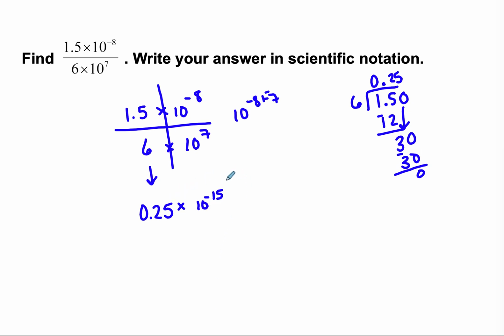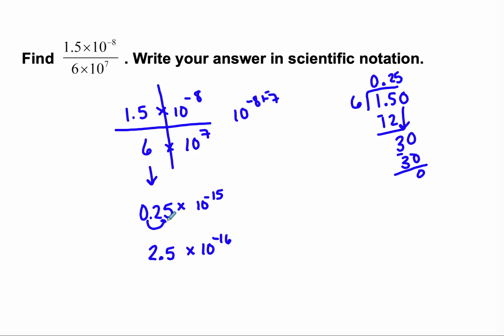All right, is my answer in scientific notation? No, my first number is not between 1 and 10. So I need to move my decimal to make a number between 1 and 10. This time I'm moving it to the right. That's making my number bigger. When my first number gets bigger, my exponent on my power gets smaller. So instead of negative 15, it's going to be negative 16.